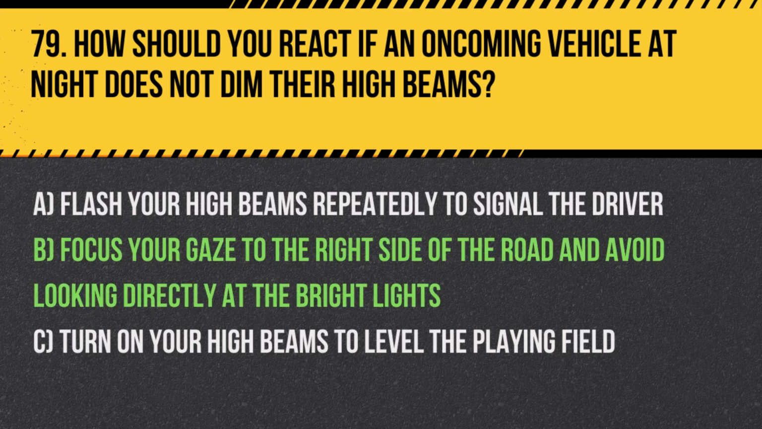Answer. B. Focus your gaze to the right side of the road and avoid looking directly at the bright lights. This helps prevent temporary blindness from the glare.